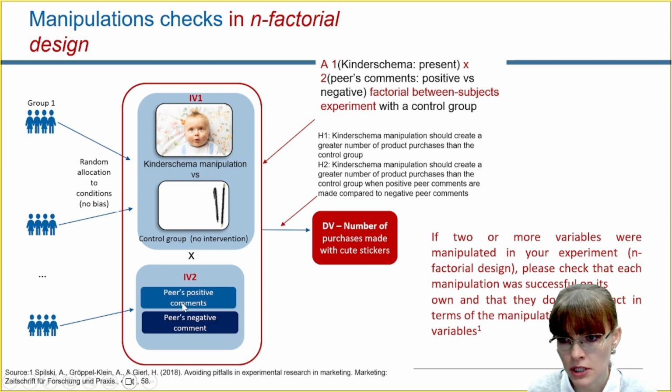So if you have a more complex experimental design and you are manipulating several variables such as appeal type and the commentary type, then as part of your manipulation check, you need to check whether your manipulation worked as intended for each of the independent variables, and also that there is no interaction between your manipulations. All right, let me demonstrate this to you using an example.